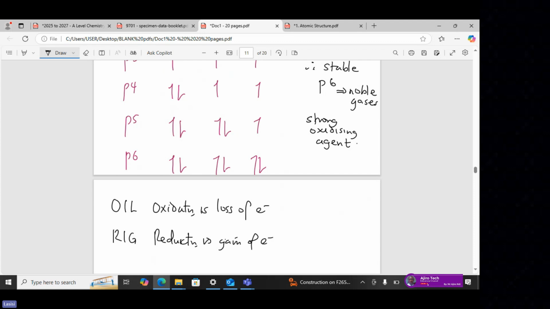But the guy that loses electron is a reducing agent. You don't know that before? Yeah, that's right. I'll say that again. Oxidation is loss of electron, but the element that loses electron is a reducing agent. The guy that loses electron has been oxidized, so himself is a reducing agent.